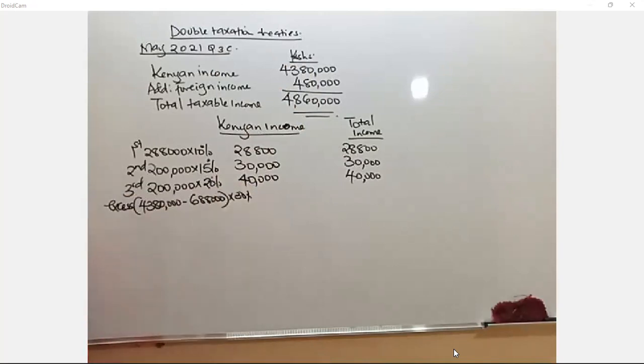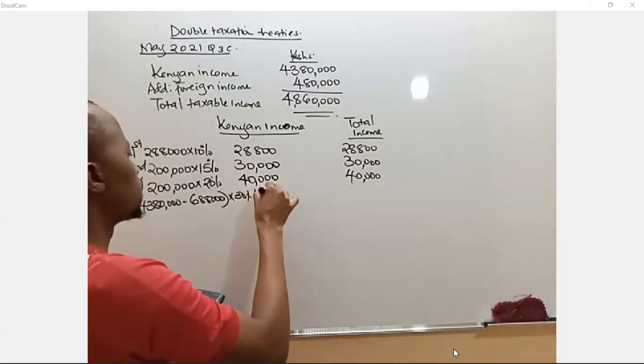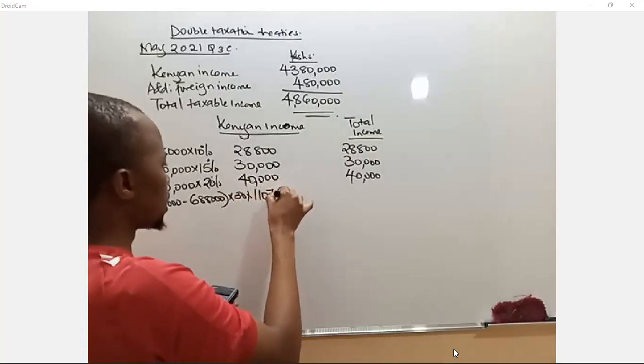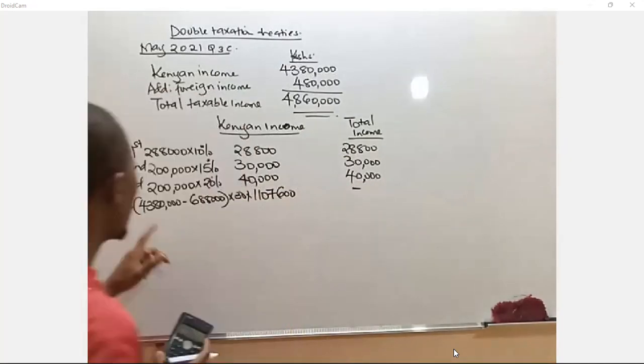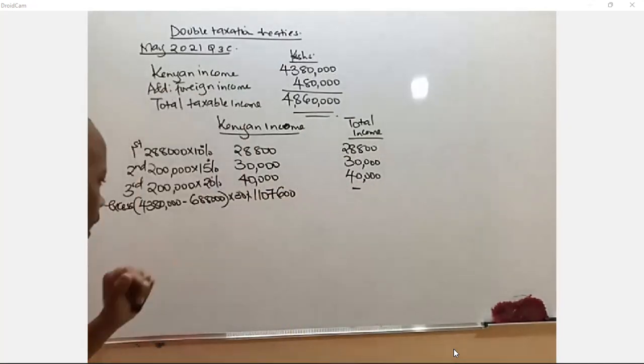How much is this? I think we are in a position to understand. So the 43,800 is for the Kenyan income. We just want to know how much we are supposed to be picking there. So 43,800 minus 688,000 times 0.3, we are getting 1107,600, right? But here we don't put anything because the 43,800 is a Kenyan income.